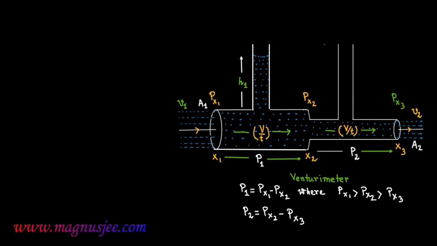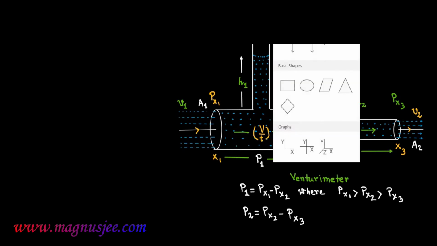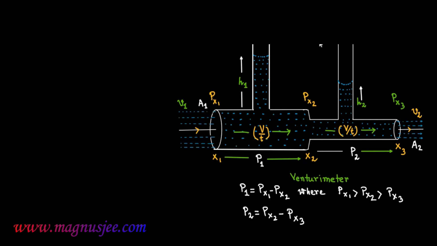Similarly, H2 is the height up to which liquid rises through the second vertical pipe, which is mounted on the second horizontal pipe X2X3.